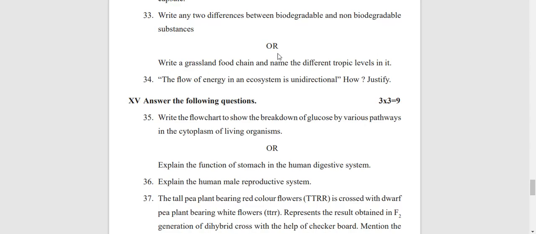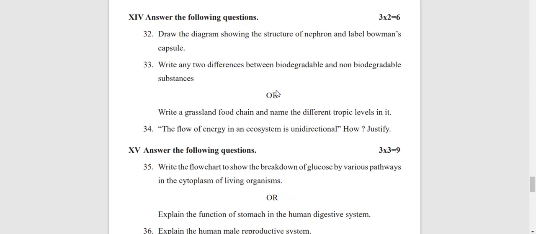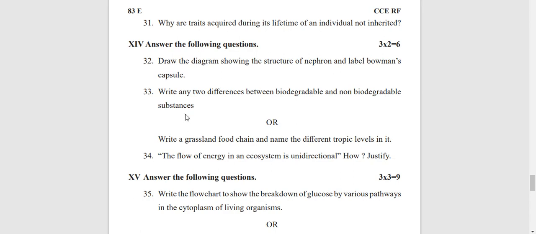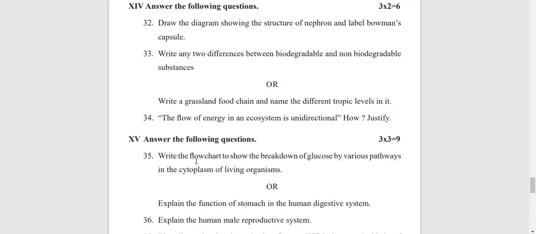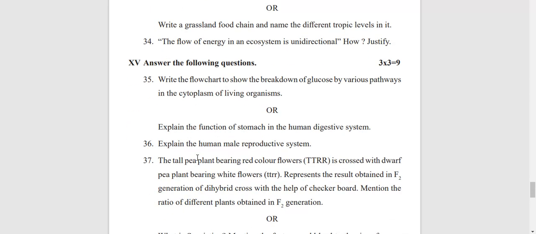This is also from the same chapter but options they have given. The flow of energy in an ecosystem is unidirectional. How? Justify it. This is also from the same chapter, and you can see that from ecosystem 2 marks questions, means two questions they have given, each carrying 1 mark. So 2 marks you can expect from that chapter.